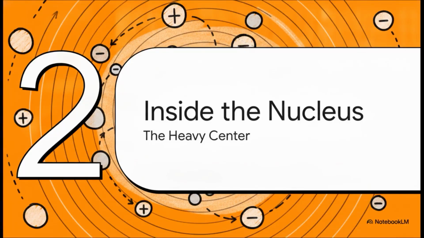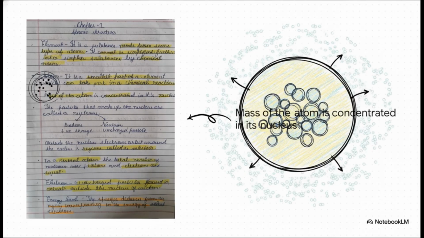Which brings us to Section 2, inside the nucleus, the heavy center. Now, almost all of the mass of an atom is entirely concentrated right in its center, the nucleus. To put this into perspective, if an atom was the size of a massive sports stadium, the nucleus would literally be a single pea resting right on the 50-yard line. Yet somehow, it holds almost all of the stadium's weight. The particles that make up this insanely dense core are known as nucleons.